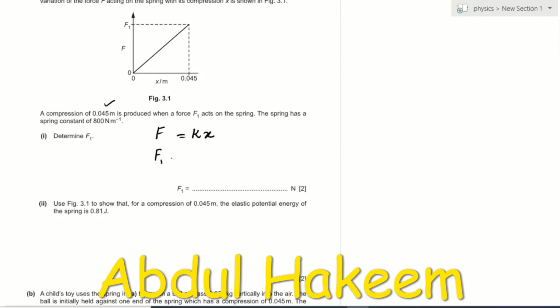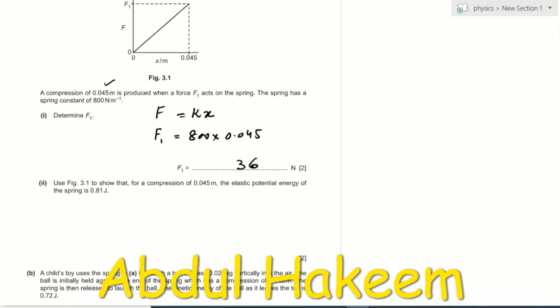This F is F1, K is 800, and the extension x is 0.045. So when both are multiplied, the answer is 36 Newton. So this is the F1 force.